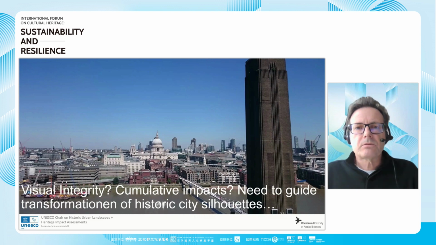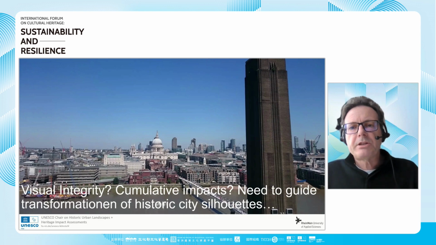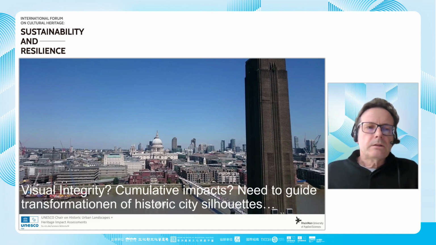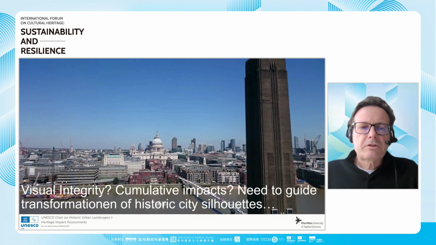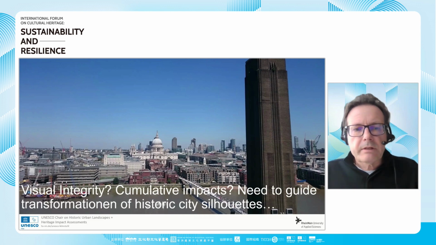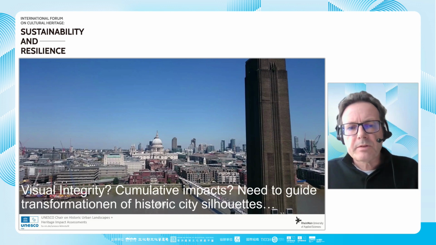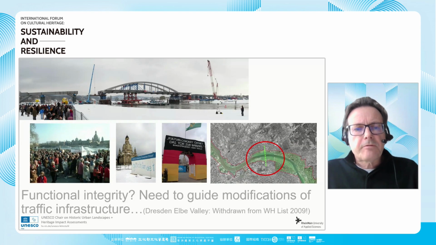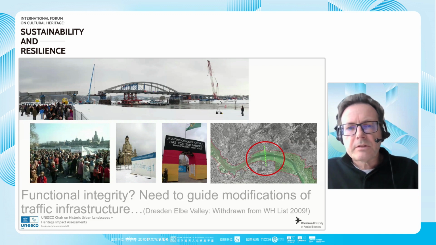illustration. This is London. It was also discussed earlier today. St. Paul's Cathedral is the World Heritage, and of course we see transformations of the historic city silhouette in recent decades. So we need to have instruments to evaluate the visual integrity of properties, also cumulative impacts of urban developments. We see also issues of the functional integrity of World Heritage properties.